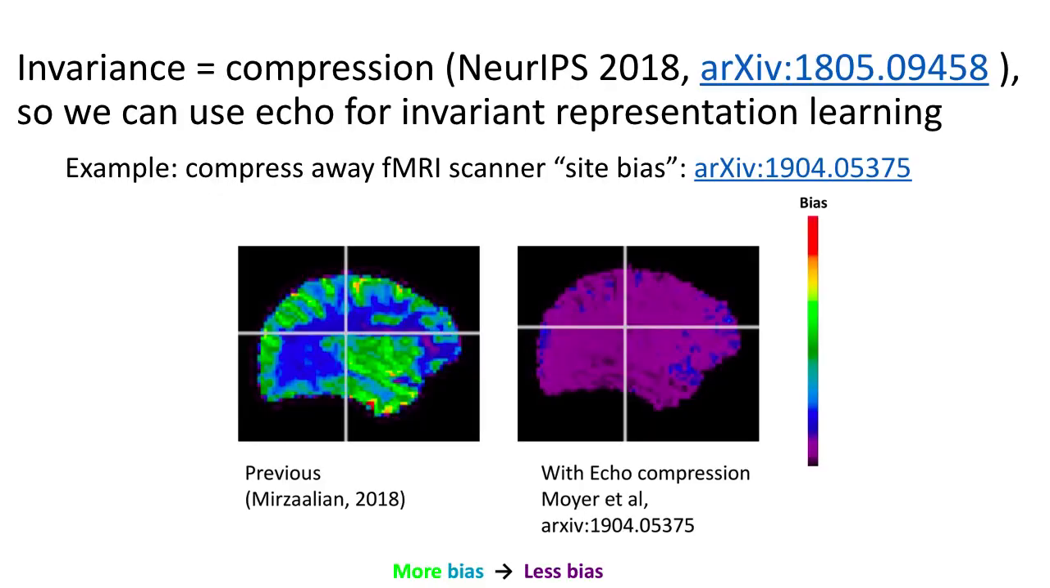Another cool application for compression is invariant representation learning. There's a paper that discusses the connection between these. And you can use invariant representation learning for things like compressing away bias between different measurement devices like fMRI scanners.